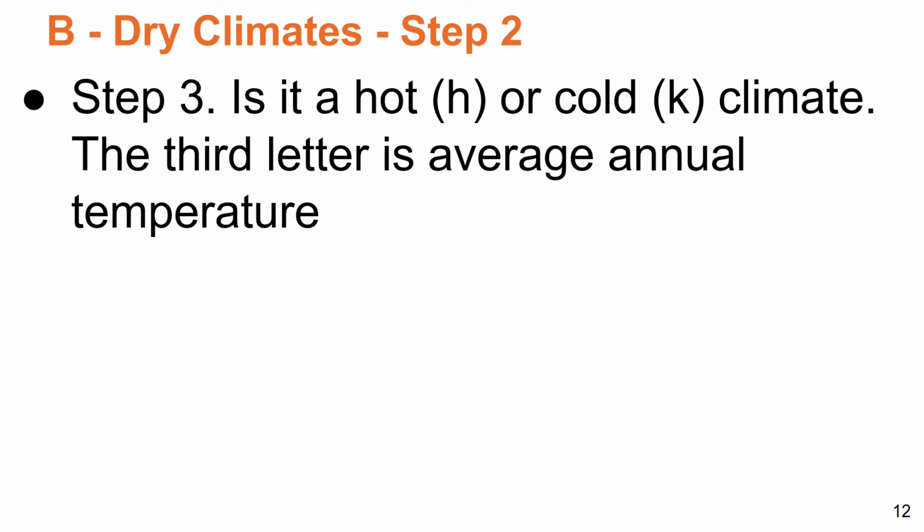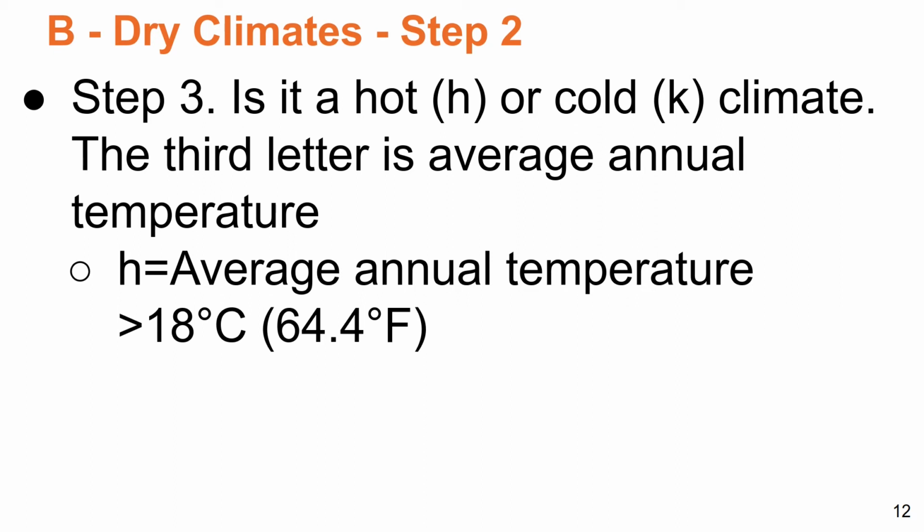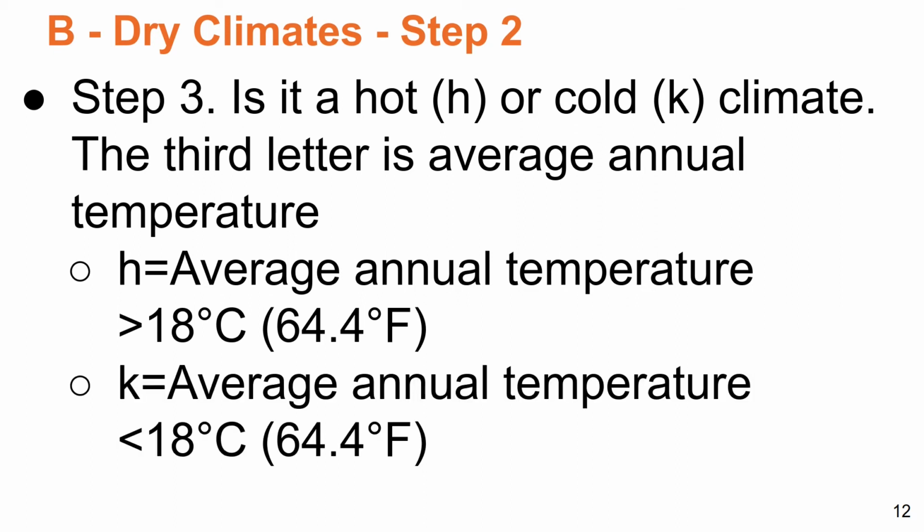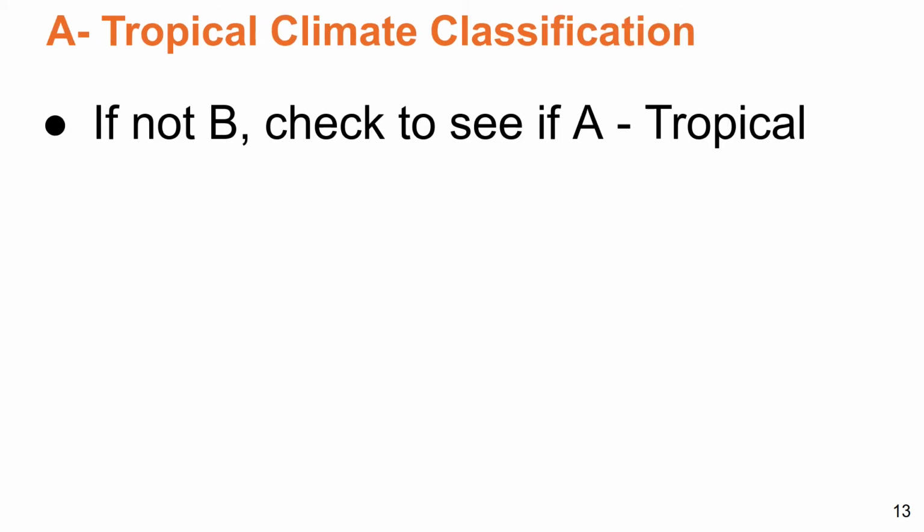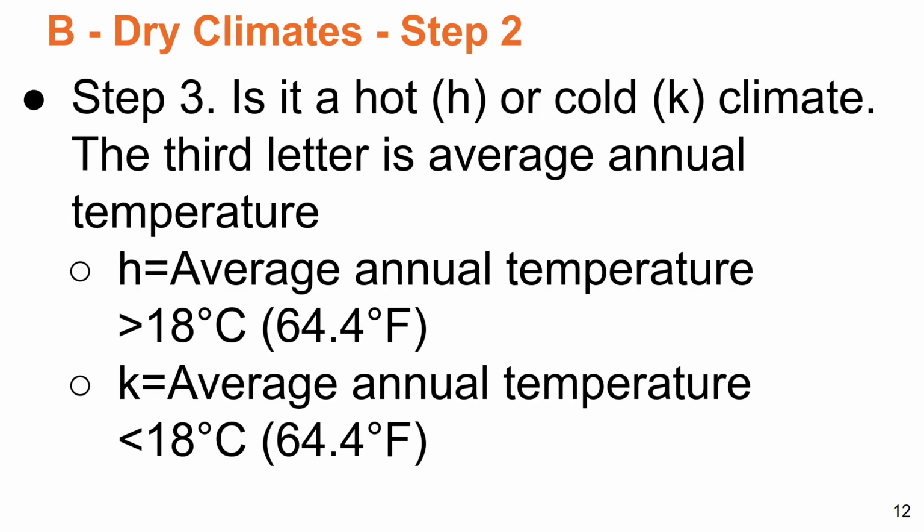Step three, once you've determined what kind of climate it is, it's either a steppe or a desert, then you determine is it a hot or a cold climate. The third letter is the average annual temperature. It's an H if the average temperature is over 18. It's a K if the average annual temperature is below 18. And like I said, at that point, we wouldn't make it to step three.